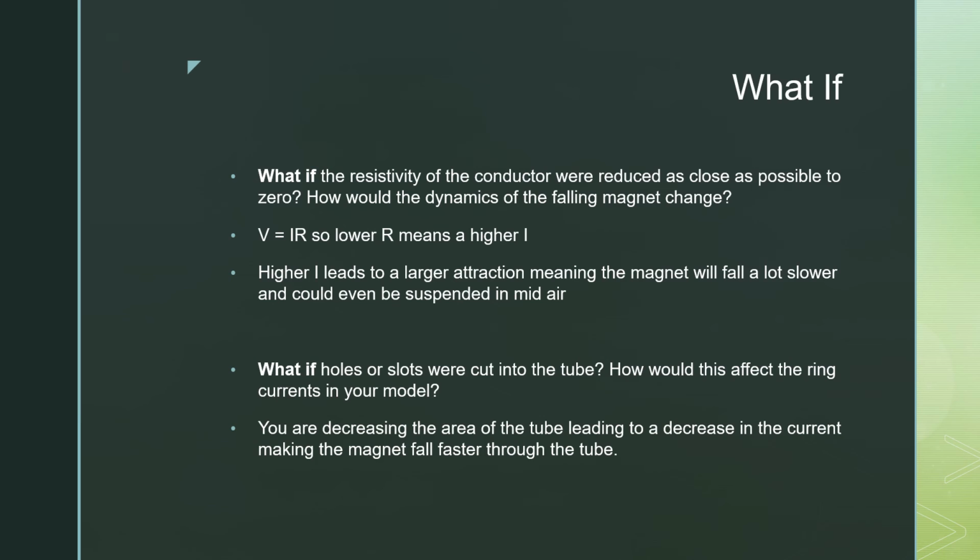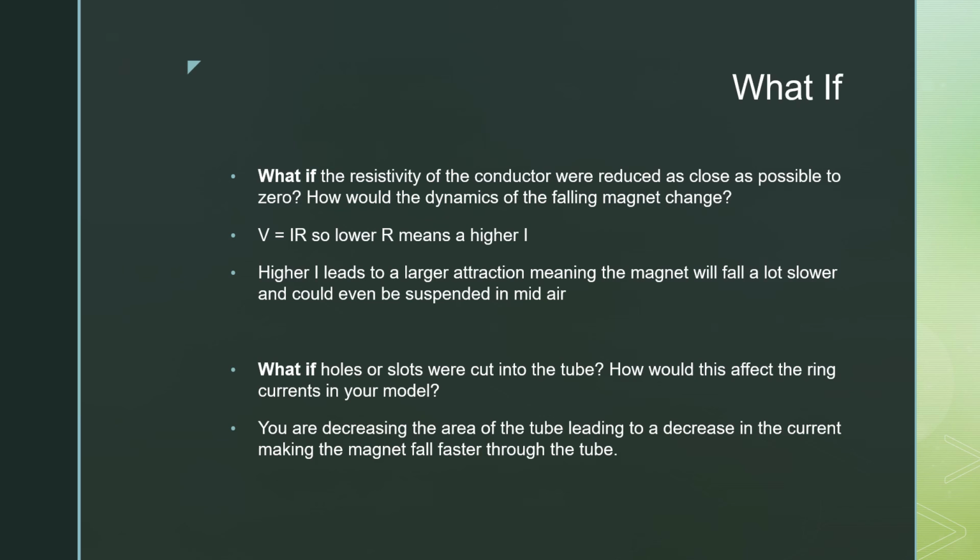So I started off using the V equals IR formula, and I said that with a lowered resistivity, R is going to be lower, leading to a higher I. And this higher I leads to a larger attraction between the magnet and the tube, meaning the magnet is going to slow down significantly and could even be suspended in midair by the tube.